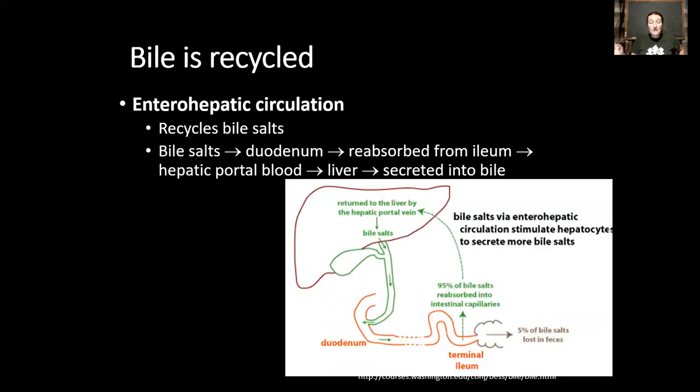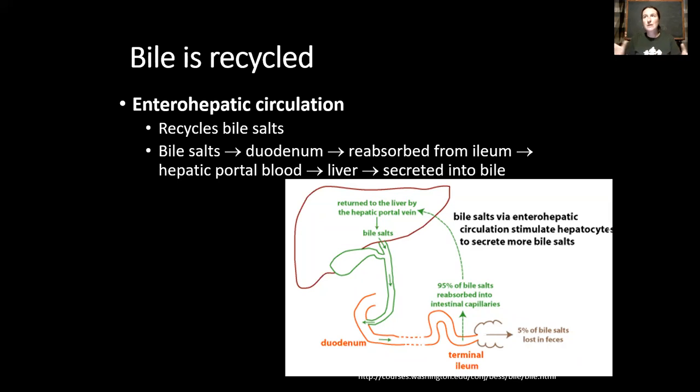Bile is made constantly by the liver, about a liter every single day, but it's kind of expensive to make. All of those different components have a different role in digestion, and so we actually recycle a lot of that bile. It's not all going out in the feces and the urine. Instead, it is largely recycled. So we can keep on using that dish soap over and over and over again.